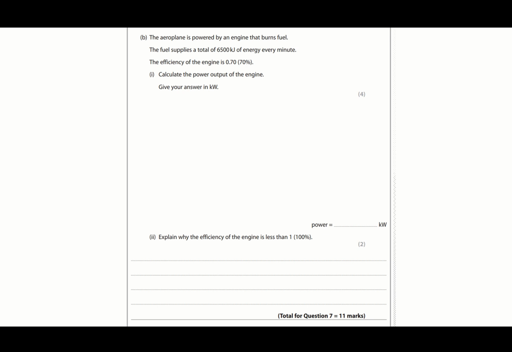Next part. The airplane is powered by an engine that burns fuel. The fuel supplies 6,500 kilojoules of energy. And I'm just going to have a check. Oh, this is in kilowatts, so I don't need to change it. So that part down there is in kilowatts. I'm pretty happy with that. But every minute, well, I'm going to have to change that to 60 seconds.